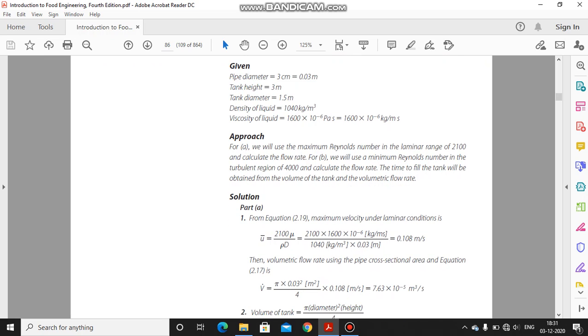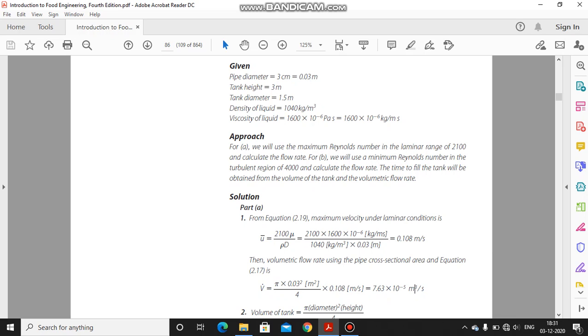Now we know volumetric flow rate is nothing but area into velocity. Here the pipe is a circular pipe, so pi by 4 d square is the area, where d is 0.03 meter, multiplied by V. V is 0.108, so you can get 7.63 into 10 power minus 5 meter cube per second. So this is the volumetric flow rate.